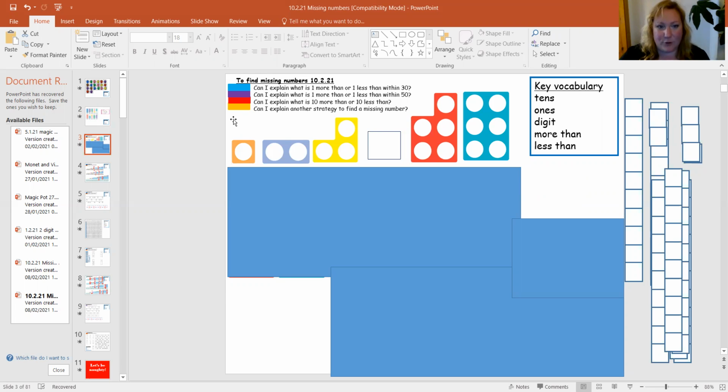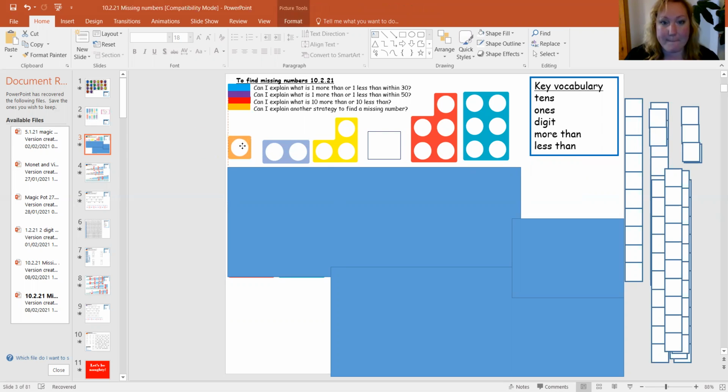So let's start here. I have got some lovely Numicon right here. What have I got? I've got 1, 2, 3, something, 5 and 6. What is that missing number? Here's 3. What is 1 more than 3? What would that be if there was another 1 there? 4. So my missing number is 4. 4 is 1 more than 3. And 4 is 1 less than 5. Good start. Let's see the next one.